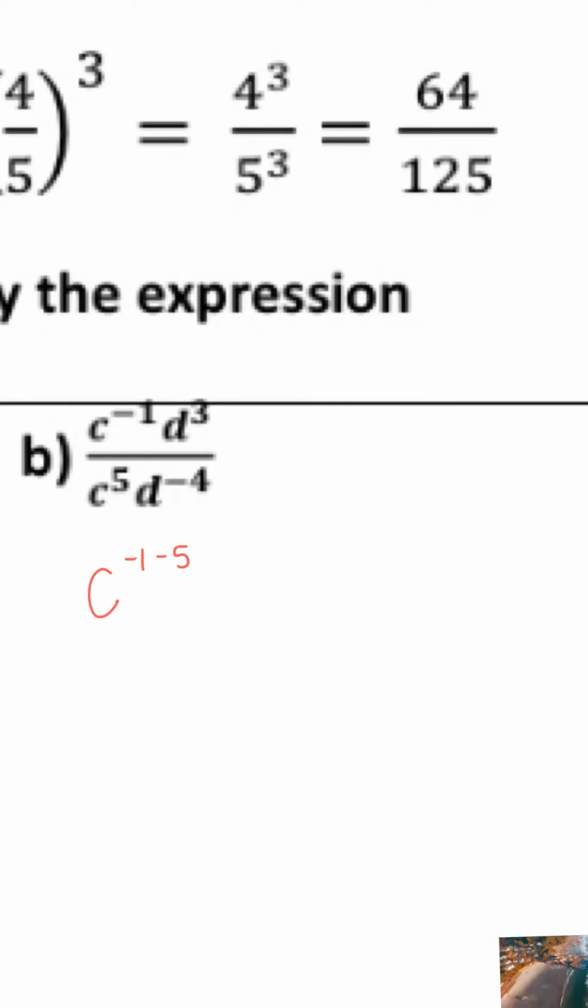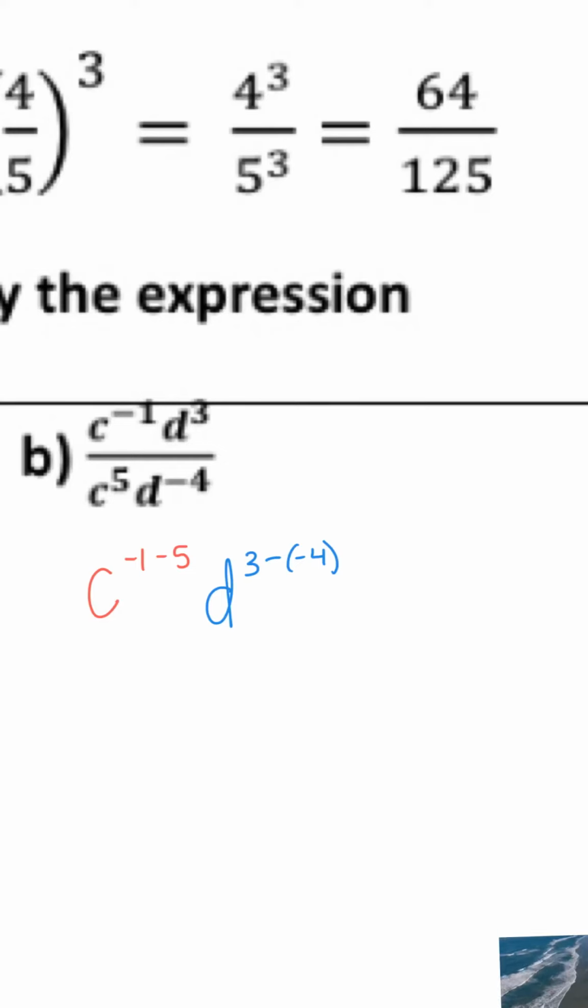And then for the D's, I'll use a different color. In the numerator, I see d to the 3rd, and in the denominator, I see d to the -4th. So we have to be careful here because it's in the denominator, so I'm going to have 3 minus -4. I'm going to have two negatives here.